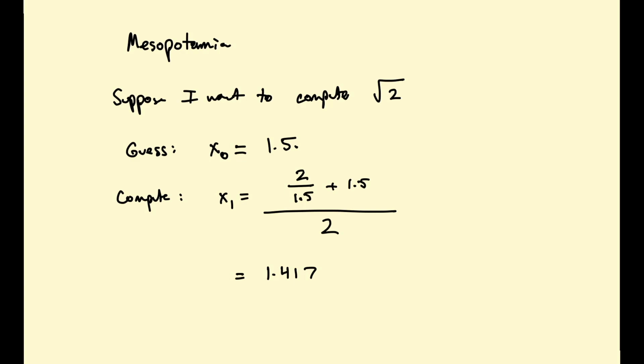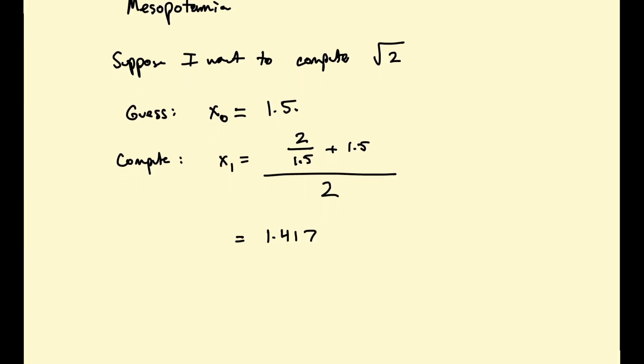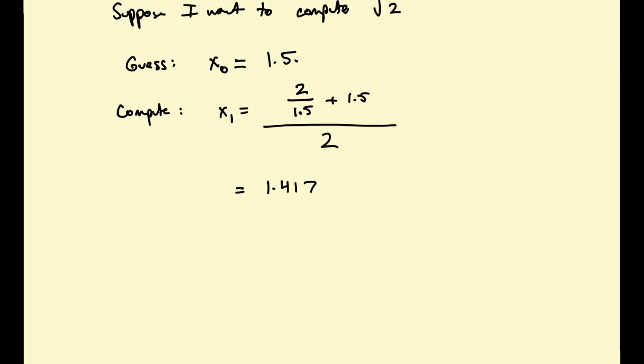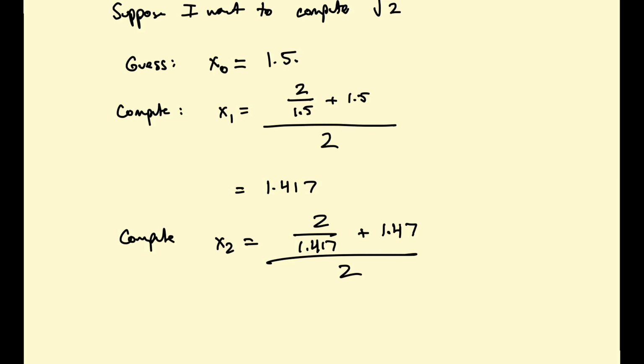Okay. All right, well, let's do it one more time, shall we? So it'll be 2 over 1.417 plus 1.417, and then we're going to average those two numbers. Okay, and so what did you get? 1.41421. Okay, that's pretty dang good.